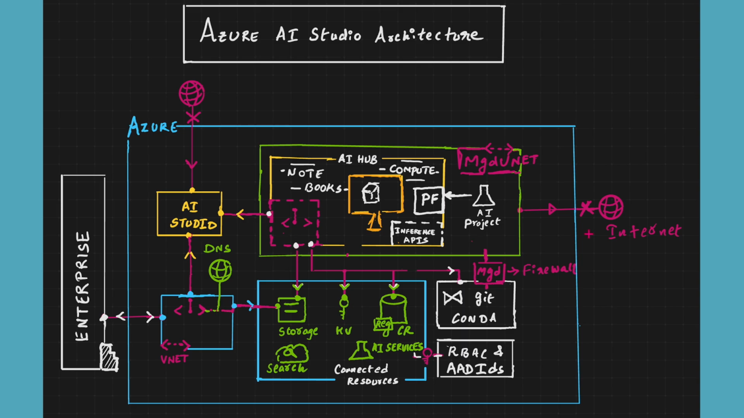So with that said, this is the Azure AI Studio architecture and all the security and network components corresponding to that. And in the next video, we'll jump into the Terraform components themselves and see how to do this. Thank you.